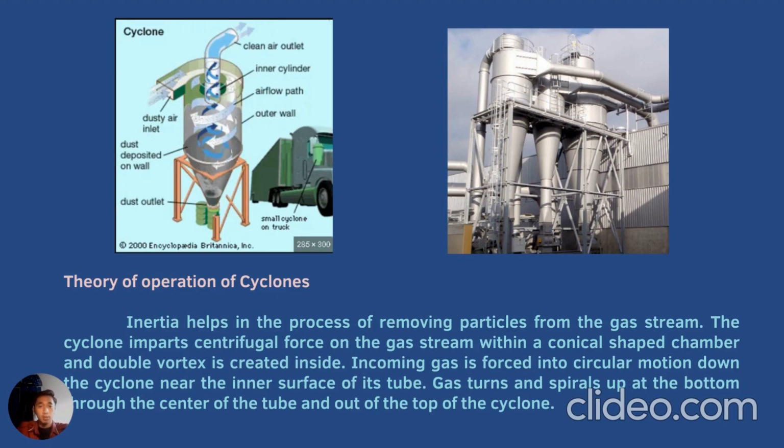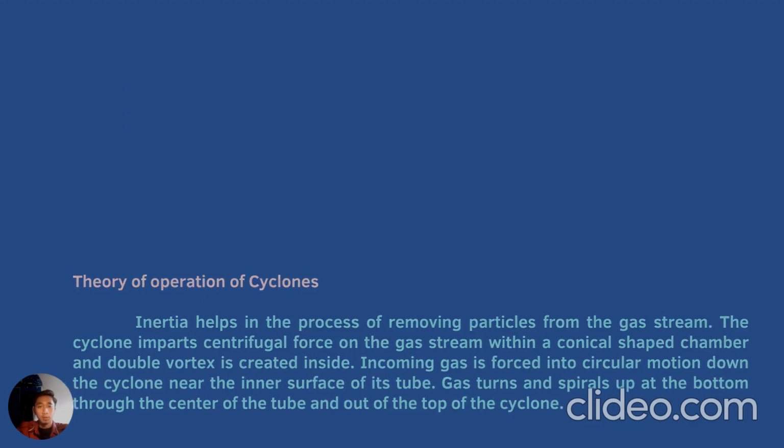Theory of operation of cyclones. The cyclone helps in the process of removing particles from the gas streams. The cyclone imparts centrifugal force on the gas stream within a conical shaped chamber and a double vortex is created inside. Lastly, the gas turns and spirals up from the bottom through the center of the tube and out of the top of the cyclone.